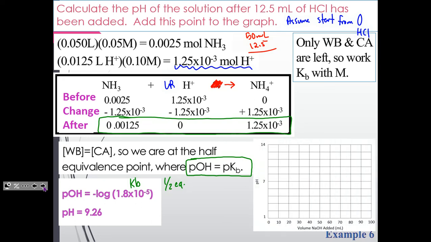Let's go ahead and plot that point. First two, and then we're going to drop just slightly. And what I'm going to note here is that we have a sharp drop, but then it's going to kind of level out. We call this the buffering zone.